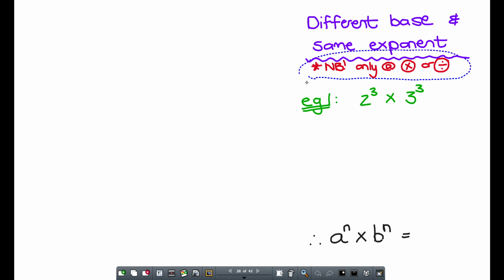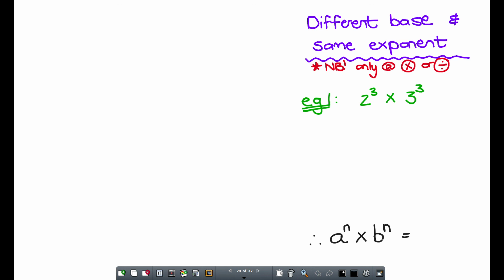I said very important. This rule we can only use when we are multiplying and dividing. So when it's plus or minus, you can't. Okay? Note: only at multiplication or division. Do you guys understand? So you can only use this at multiplication or division. Okay, right. So I'm first going to show you the long method.